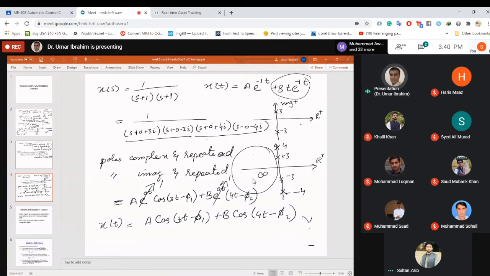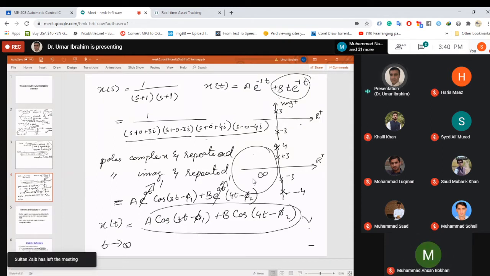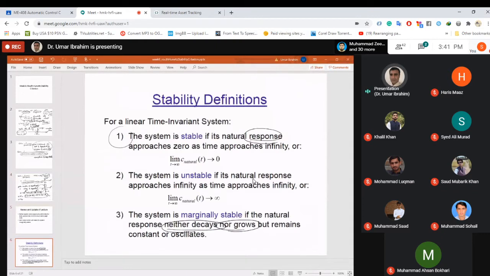So as you can see, when t approaches infinity, cos is a cyclic function. Cos and sine are cyclic functions. So as t approaches infinity, the cos and sine functions will not approach infinity because they are cyclic. No matter what value you give as an argument to a cos function, its value will always remain bounded. Its value never approaches infinity. Clear? Students? Clear, sir.